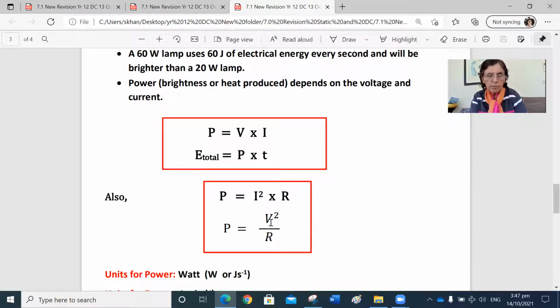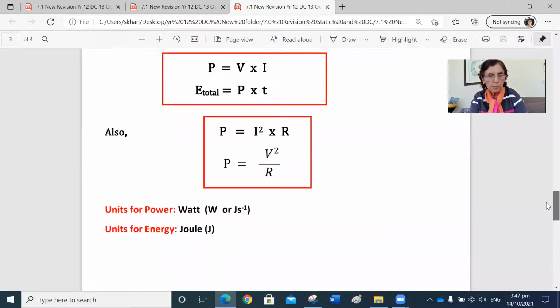So if we combine Ohm's law, for example, in this equation, if we write down that V is equal to I times R, we get I squared times R. Or in the same equation, if we replace I with V over R, then we get this equation, but these equations are not provided. And the unit for power is joule per second, or it is called watts, whereas the unit for energy is joule.